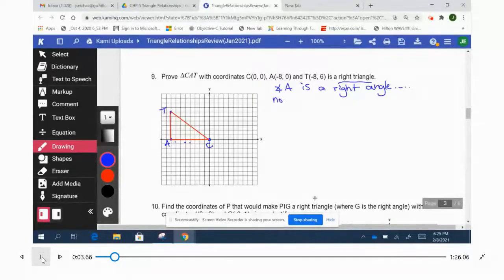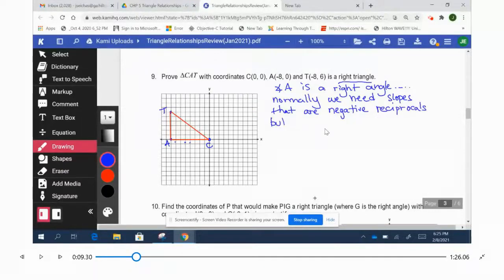So I state first, to get a right angle, normally we need slopes that are negative reciprocals. What that does right away is it gets me a big idea, gets me a point, 1 out of 4 points or 1 out of 2, whatever it's worth. So just state that. It's a way to cover yourself if maybe the rest of it's not so great.